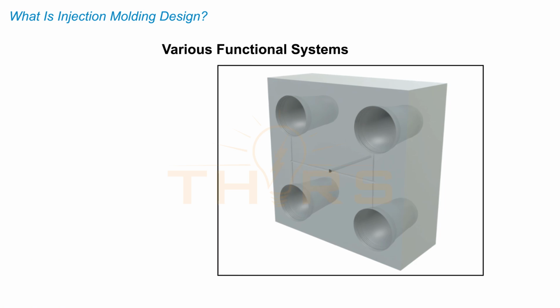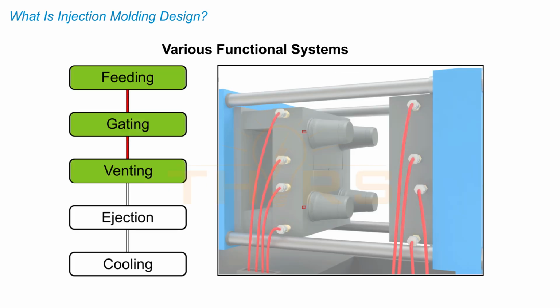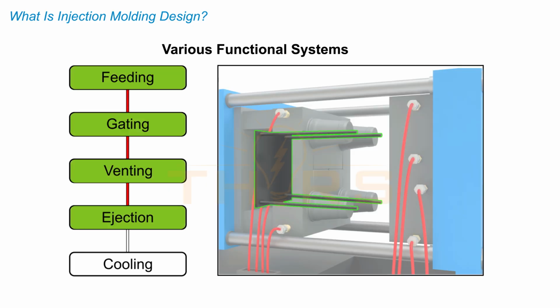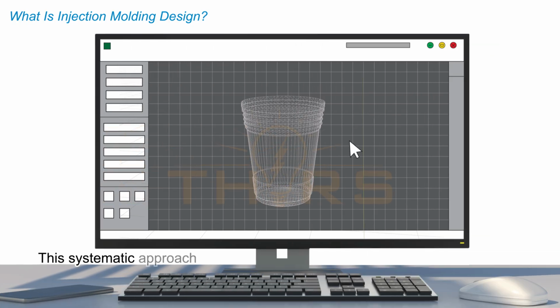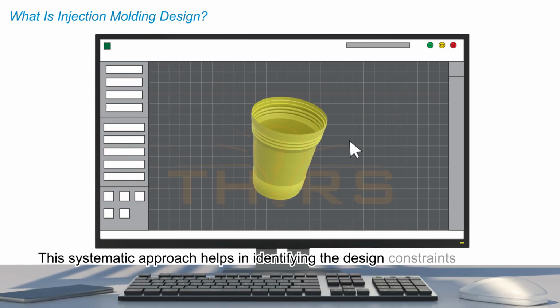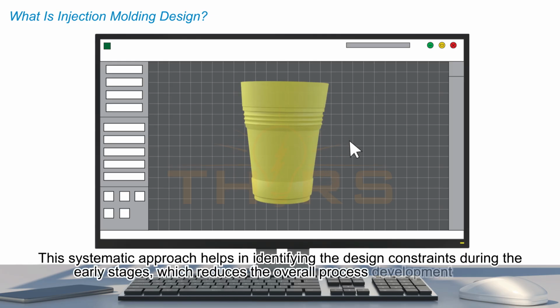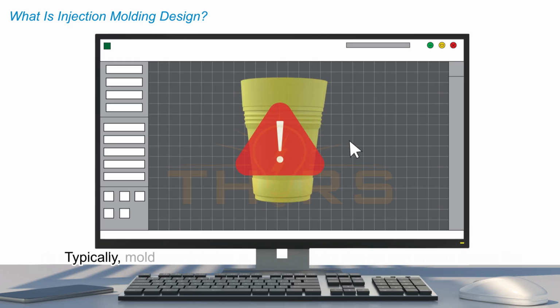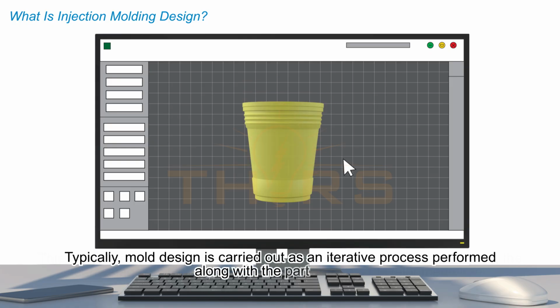Mold design is a systematic approach considering the various functional systems in an injection molding machine, such as the feeding system, gating system, venting system, ejection system, and cooling system. This systematic approach helps in identifying the design constraints during the early stages, which reduces the overall process development time. Typically, mold design is carried out as an iterative process performed along with the part design.